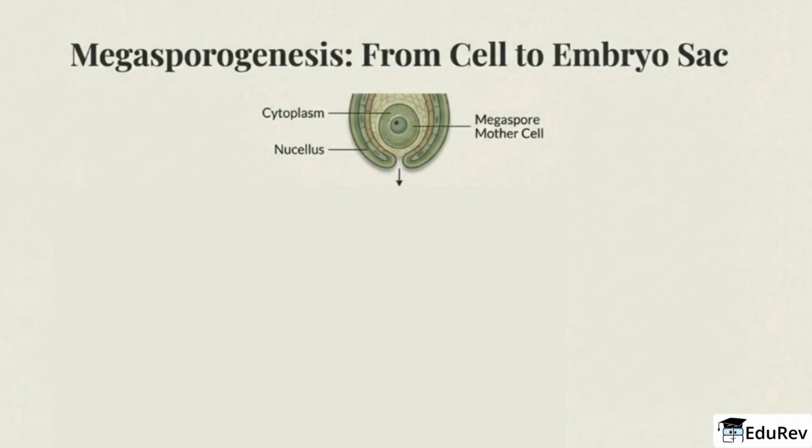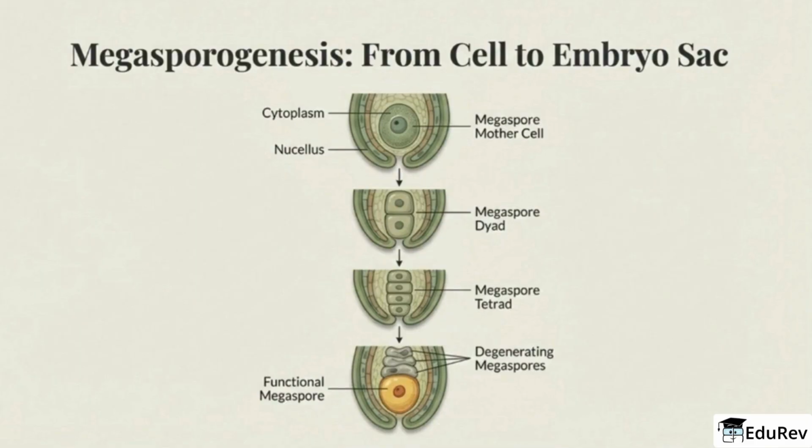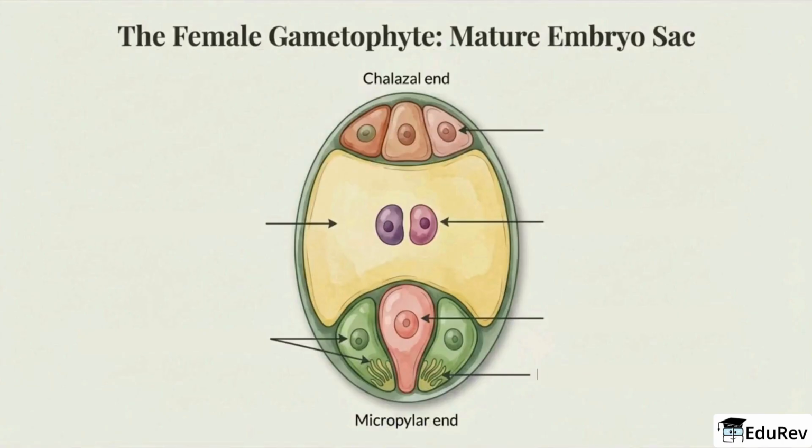Megasporogenesis mirrors the male pathway, but with different outcomes. A megaspore mother cell in the nucellus undergoes meiosis to produce a dyad and then a tetrad of megaspores. Typically, only one of these megaspores remains functional while the others degenerate, and this functional megaspore will develop into the embryo sac.